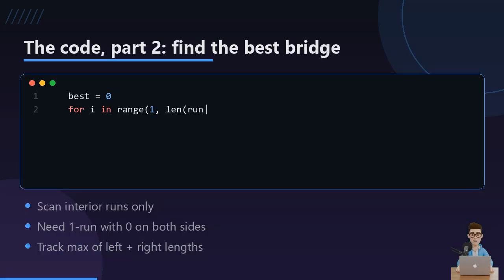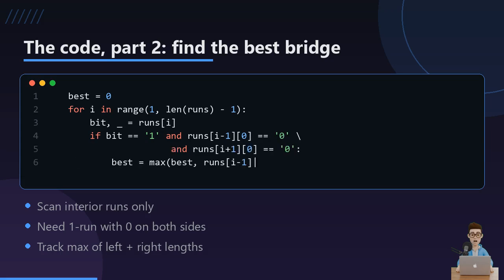Now we look for the best bridge. We skip the very first and very last groups because a bridge needs zeros on both sides, and those 2 edge groups are the extra ones we glued on, so they can't count.